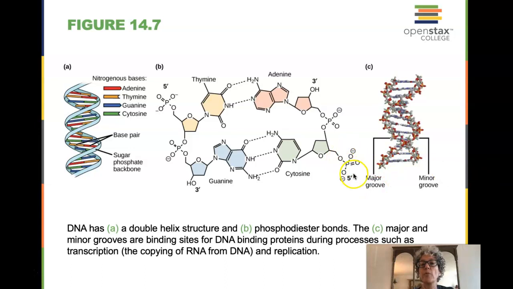We know that's the 5' end because there's a phosphate on it, and we go phosphate, sugar, phosphate, sugar. There's the 3' end, it has an OH. This has to be the orientation because it's the only way that we get this even, same width all the way along the molecule, double helix.